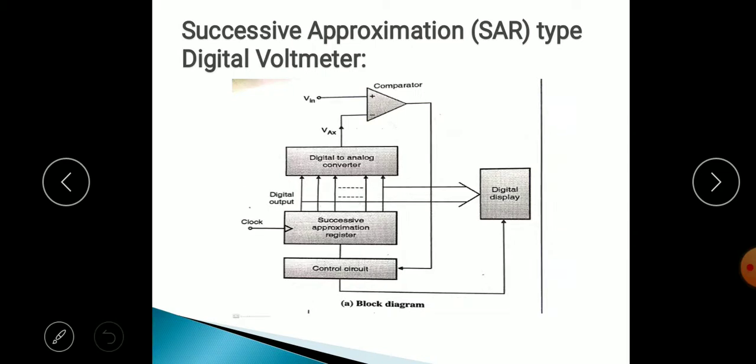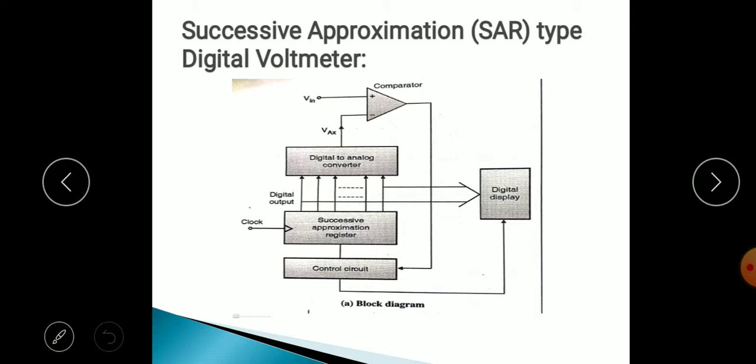Next one is the successive approximation, SAR type digital voltmeter. It consists of a comparator, digital to analog converter, successive approximation register, control circuit, and digital display. In this type of voltmeter, input voltage is compared with various standard voltages, starting from maximum, and then the output of each comparison is displayed. The number of comparison steps depends on the resolution of the ADC.